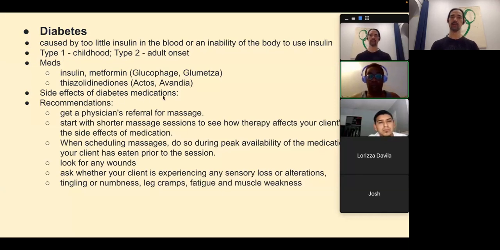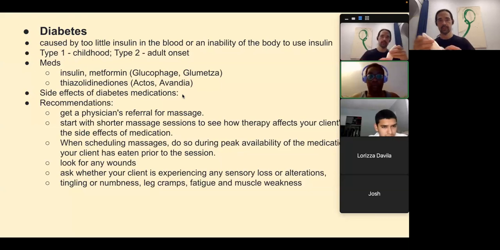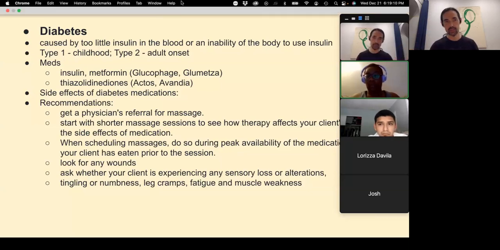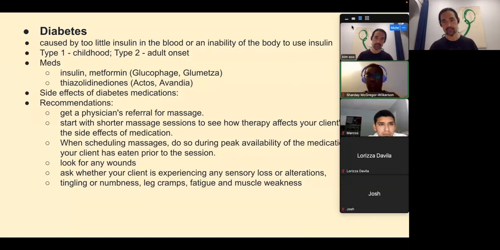Okay, side effects of diabetes medications. There's nothing listed there. Okay, well, I'll just tell you. One second. Let me pause the recording.